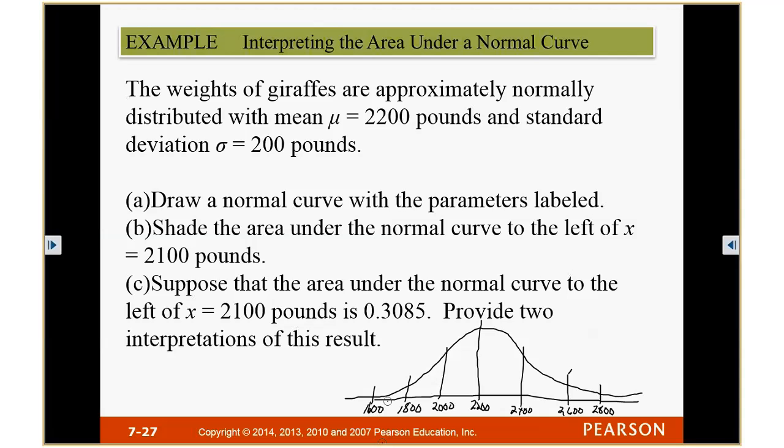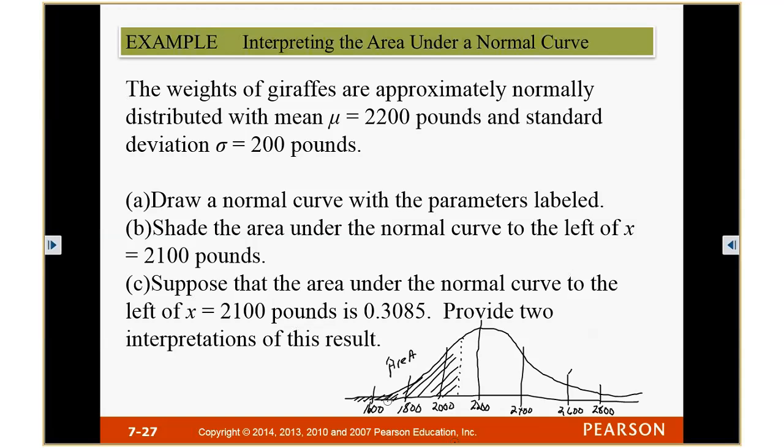Now, it says draw a normal curve. We did that. Shade the area under the normal curve to the left of 2,100 pounds. So here, you got to find 2,100. And the 2,100 is going to be between 2,000 and what? 2,200. So it's going to be right here. And that's going to shade to the left. Now what you're doing is you're saying that the shaded area is the percentage less than 2,100 pounds. And that's what we're going to be doing this whole unit in chapter 7. It's finding the area under or above 2,100 pounds. And it says, suppose that the area under the normal curve to the left of 2,100 pounds is 0.3085. That means 31% are 2,100 pounds or what?